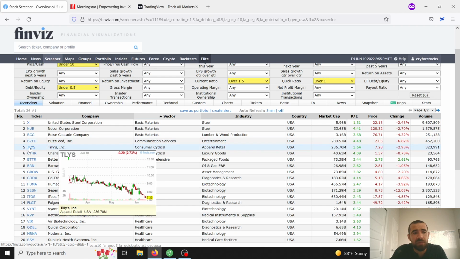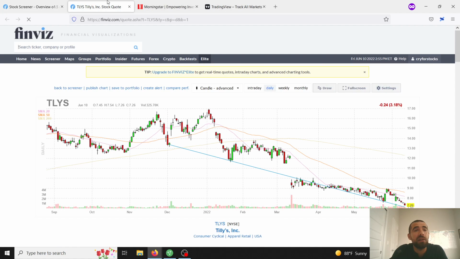We move to the next one and check what they have in here. There are a few candle duration types: daily, weekly, and monthly.